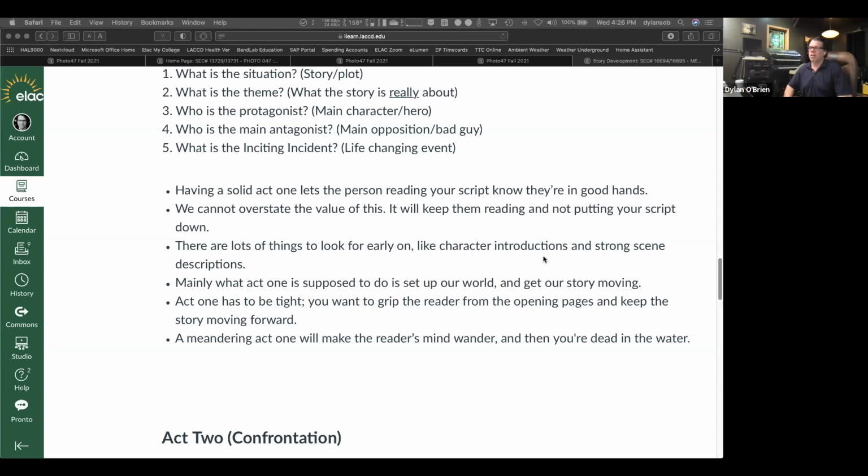So you want to be tight and precise. A meandering act one will make the reader's mind wander, and then you're dead in the water. It's over. Game over. So again, the script is the blueprint for the movie, but it's also the tool that you're going to use to sell. If you're trying to raise money, even if you just found some investors who are looking to write off a loss somewhere, they're still going to want the movie completed. They're still going to want something out of it. So you still have to get a script that's enticing.